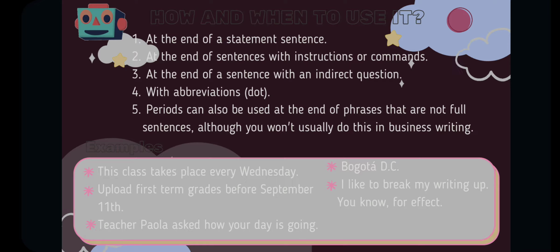The second situation is at the end of a sentence with instructions or commands. For example, upload first-term grades before September the 11th. The third situation is at the end of a sentence with an indirect question. For example, teacher Paola asked how your day is going. The fourth situation is with abbreviations, such as in Bogota, D.C. And finally, periods can be used at the end of phrases that are not full sentences, although you won't usually do this in business or formal writing. For example, I like to break my writing up, for effect.